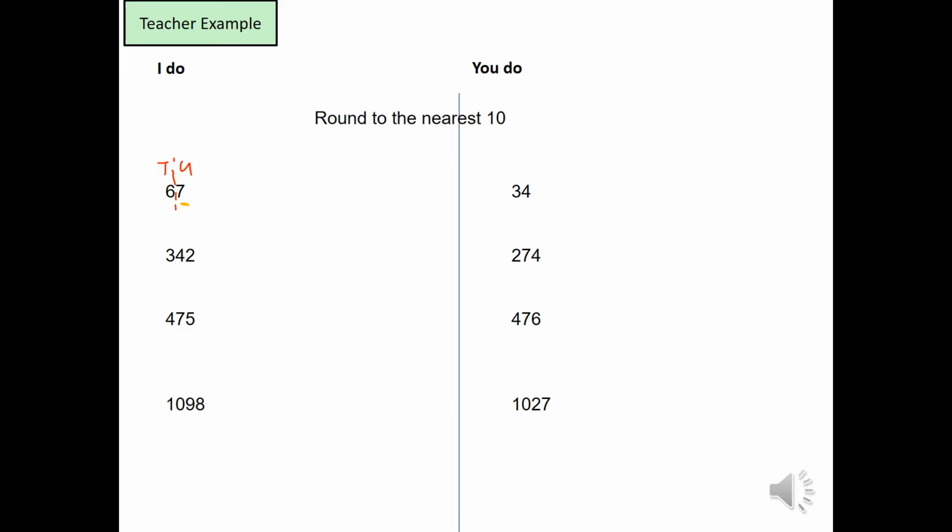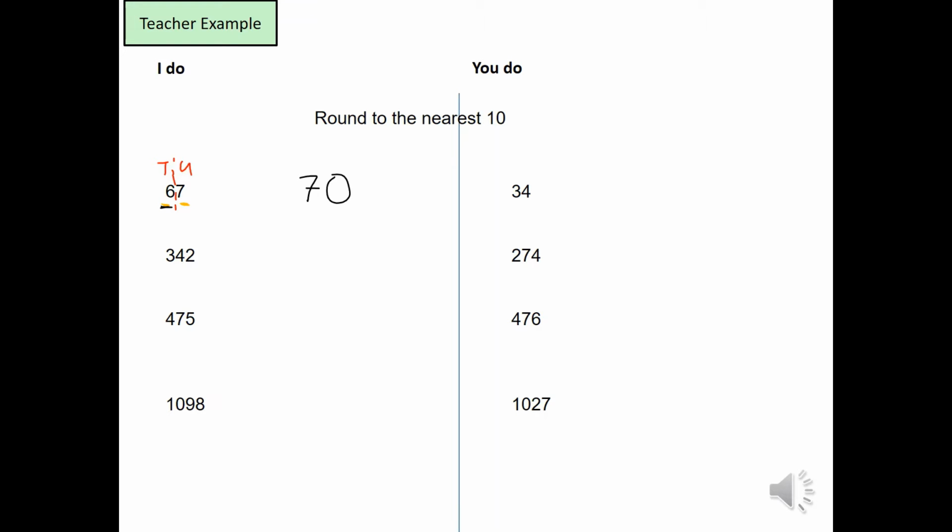So how we round is we look at the number in the units column. If it is a 5 and above, we're going to round the 6 up to a 7. If it is a 4 and below, that 6 is going to remain as a 6. We do not round down to 5. We just leave the number in the tens column as it is. So that 7 is a 5 and above. So I'm going to round the 6 in the tens column up to a 7, and that becomes 70.